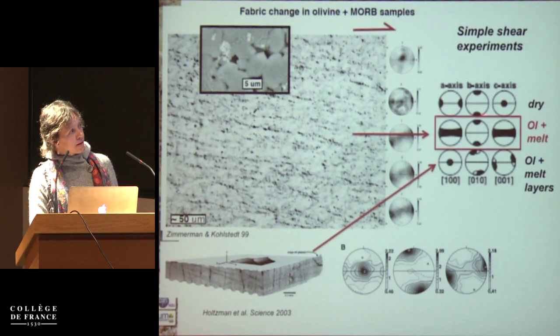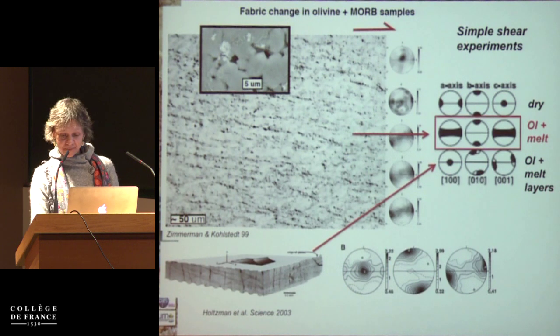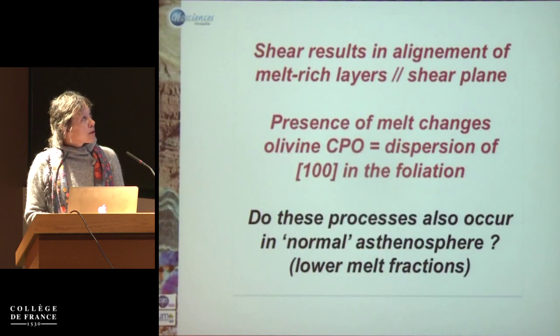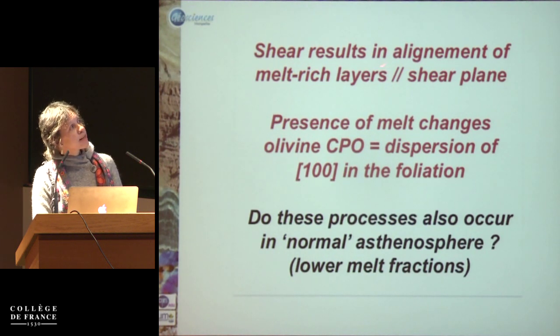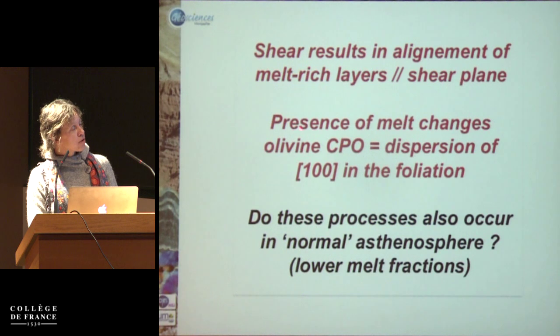The change in crystal preferred orientation you see is exactly these two crystal preferred orientations, the ones that are typical for dry systems in the experiments, and the ones that are typical for aligned melt in a system deforming in the presence of melt. We don't see this one here. So if I summarize what we see in Oman, you have shearing that results in alignment of melt-rich layers parallel to the shear plane, and the presence of melt during deformation changes the way olivine deforms, with a dispersion of the A-axis in the foliation.